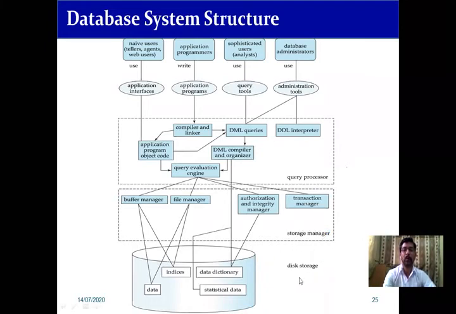Let's move on towards the fourth module of database system structure, which is the actual disk storage. This module contains four different components. The first is the data files, which are helpful to store the database itself. This component is used to store the database itself and take care of that database.